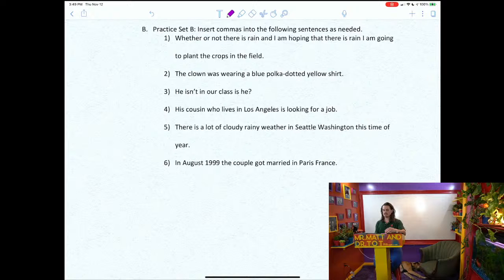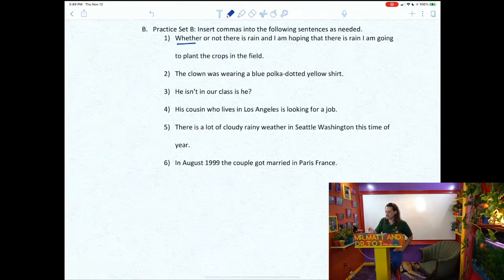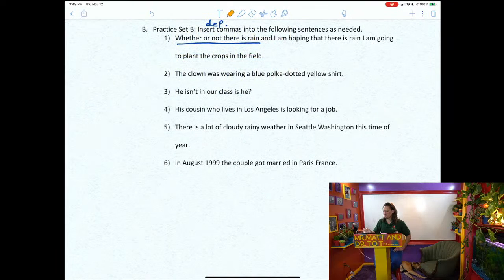Okay, so let's look at these. Number one, whether or not there is rain, and I am hoping that there is rain, I am going to plant the crops in the field. So if we diagram this out, we have whether or not there is rain. That conditional word whether makes this a dependent clause. So that first clause is dependent. The second clause, and I am hoping that there is rain, that's parenthetical, that's outside the essential meaning.